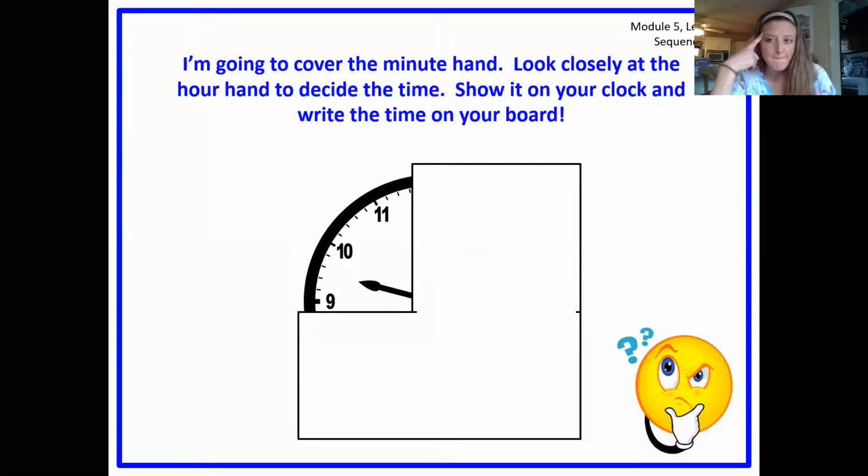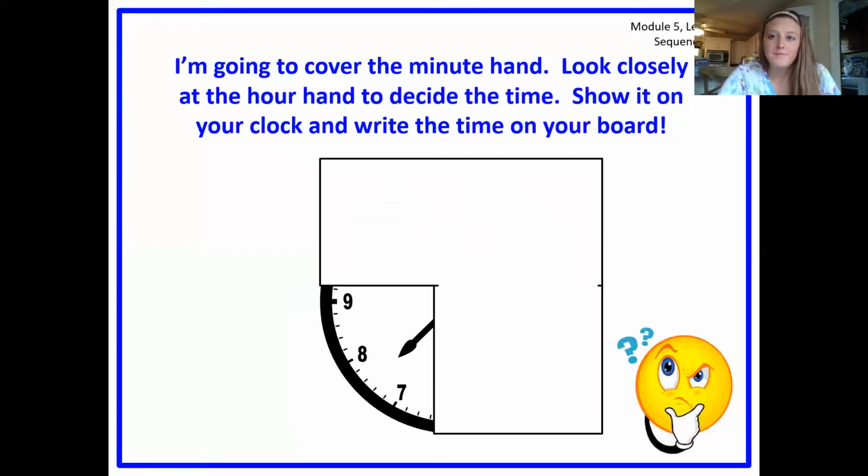Is it touching a number? So is my minute hand going to be up top? No, it's not going to be at the o'clock. It looks like it's halfway between, so my minute hand is going to be halfway around. So it's actually going to be 9:30 because it's not touching the 10 yet. It is still in the 9 o'clock hour.